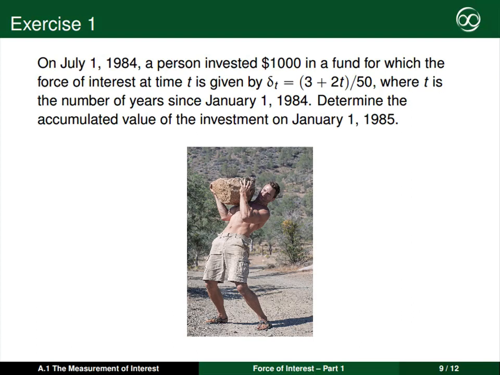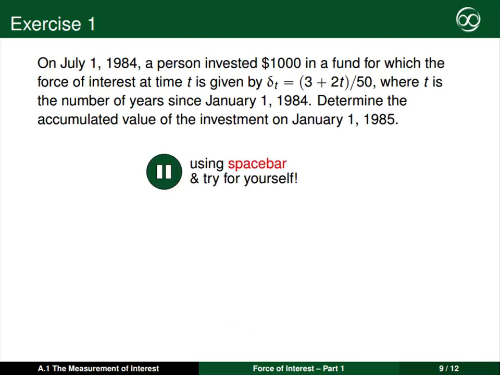Exercise time. Exercise 1. Pause the video and try it for yourself. Okay, so on July 1st, 1984, a person invested $1,000 in a fund for which the force of interest at time t is the quantity 3 plus 2t divided by 50, where t is the number of years since January 1st, 1984. Right? If I'm measuring this in time, I need to know what time 0 is, and they're telling me time 0 is January 1st, 1984. Determine the accumulated value of the investment on January 1st, 1985.